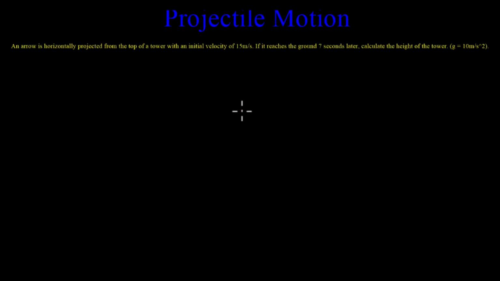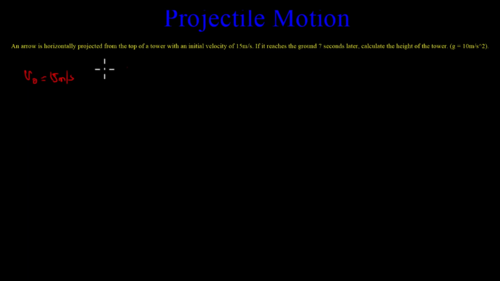For our first question, we're told that an arrow is horizontally projected from the top of a tower with an initial velocity of 15 meters per second. So we want to write our initial velocity v naught equal to 15 meters per second. Then we're told that the time of flight, the time it takes to reach the ground, was 7 seconds. So after the arrow was projected from the top of the tower, it took a total of 7 seconds to reach the ground. Now we're asked to calculate the height of the tower.